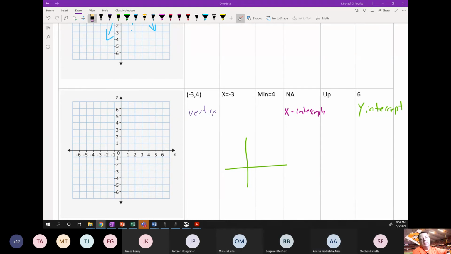Okay, I heard someone's mic. So I'm gonna graph this right now. First thing I'm gonna graph is my vertex, -3, 4. So I'm gonna go over -3 up to 4. Now I have no x-intercept, so I'm not gonna graph that. My y-intercept is 6. So I'm gonna put a dot right there. And then I draw my parabola like so.